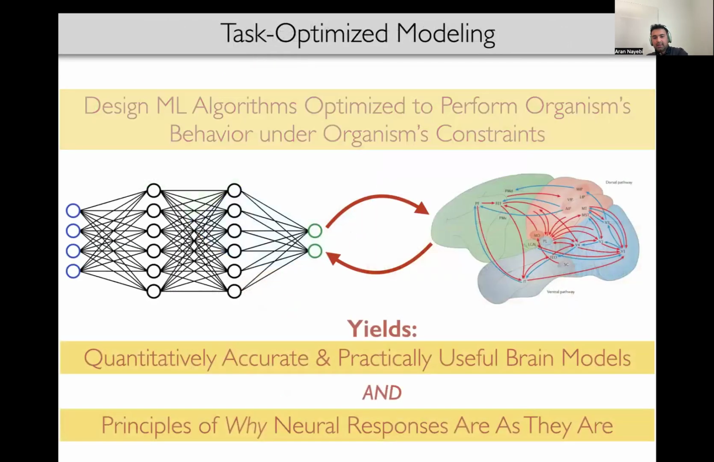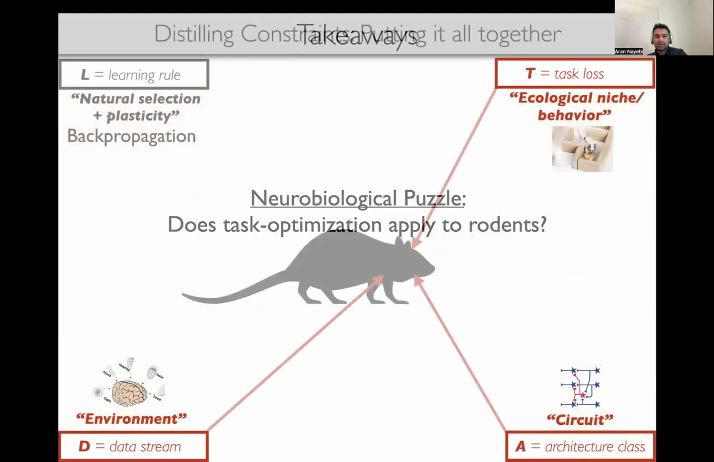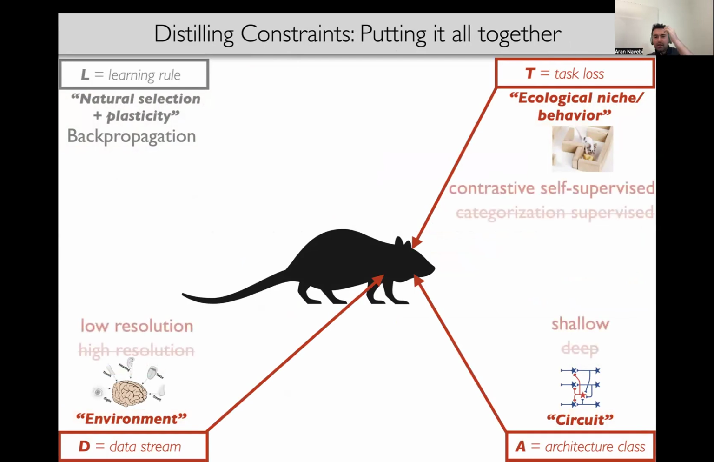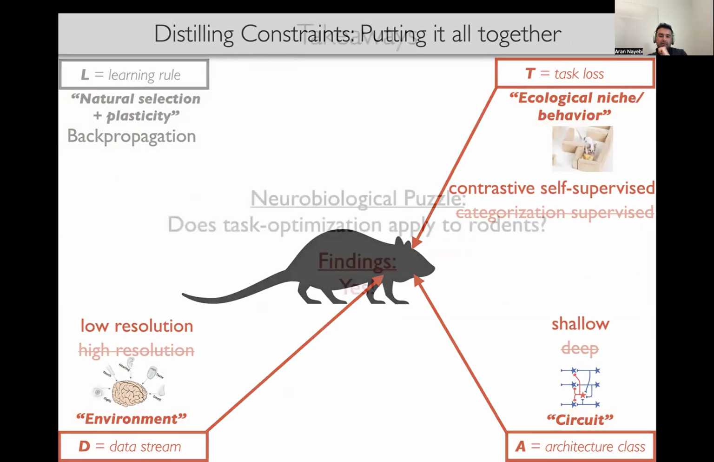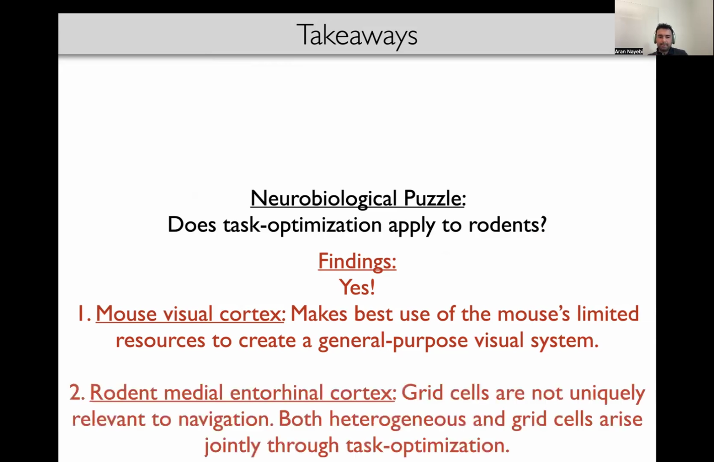So now that we've isolated the constraints, what are the outcomes? Well, our puzzle was, does task optimization apply to rodents? And by isolating these three knobs to better figure out what they are, what we found, at least in mouse visual cortex, is a shallow, low resolution, contrastive, self-supervised objective that gives us the functional understanding of mouse visual cortex as making best use of the mouse's limited resources to create a general purpose visual system.